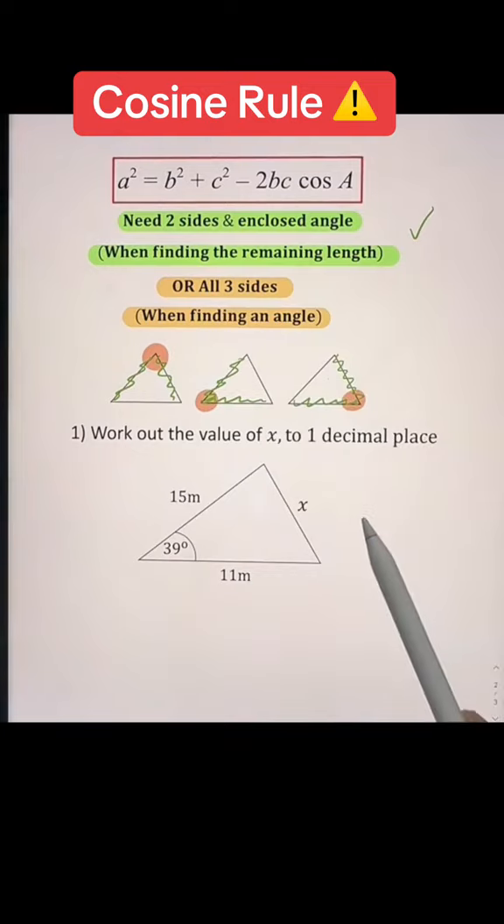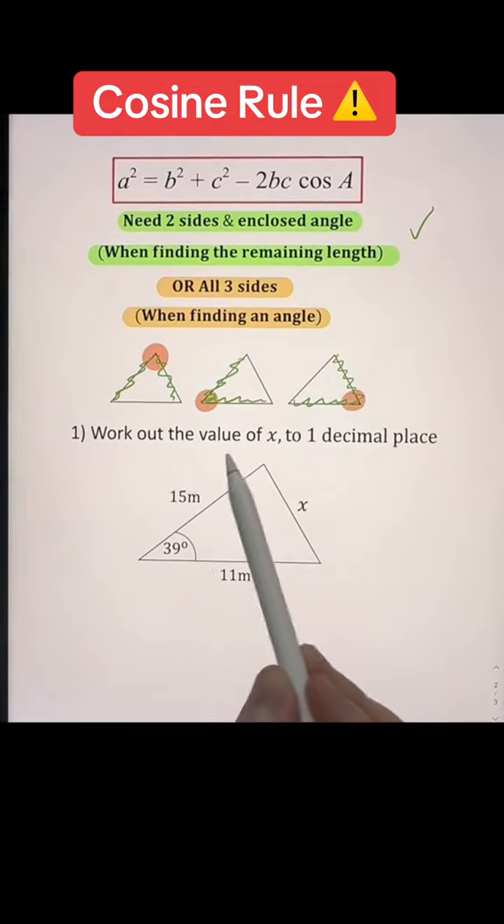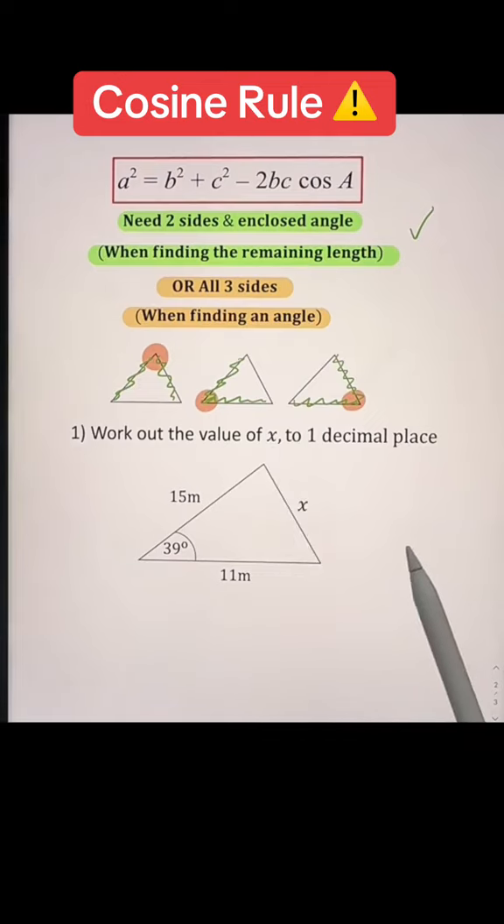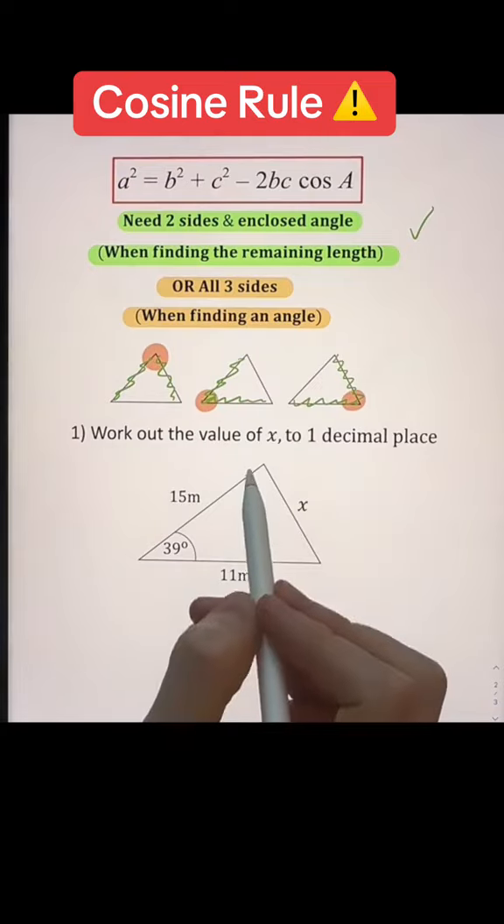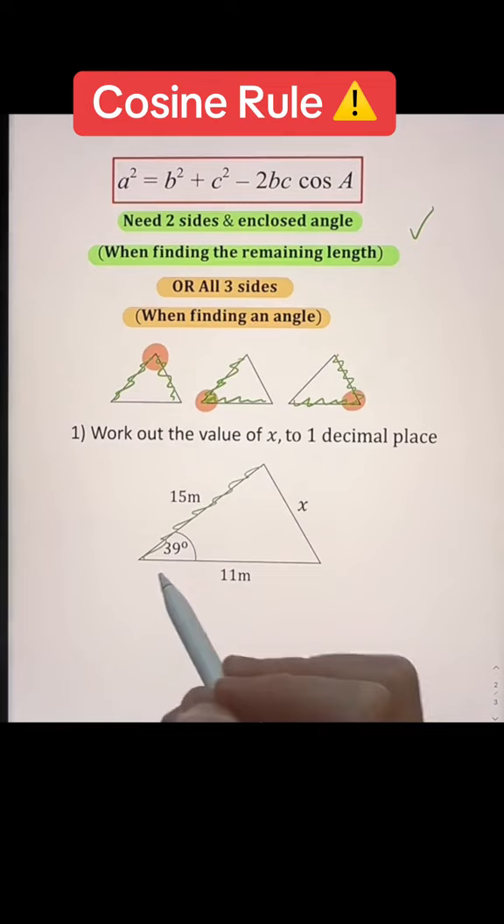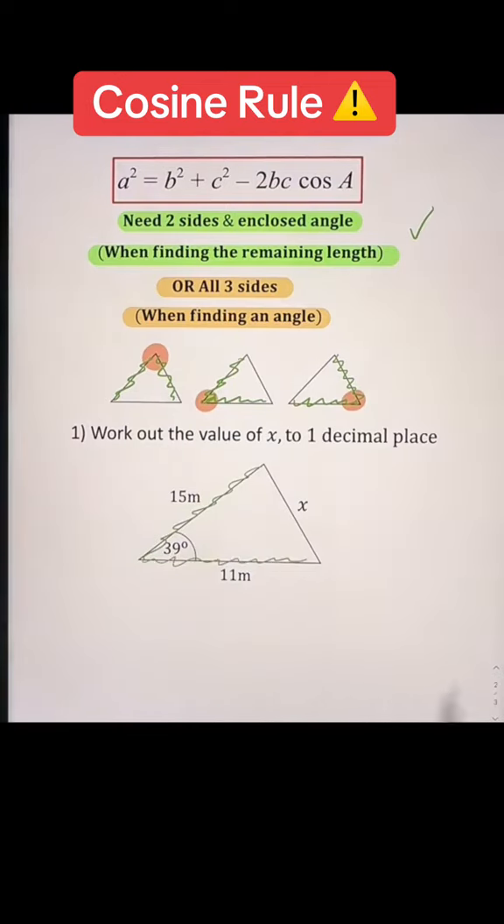Looking at question 1, here we're asked to work out the value of x to one decimal place. Well, here we can see x is a length. We can see it's the cosine rule, as we're given two sides. Here we're given the left-hand side, and we're given the base, and we're given the enclosed angle, i.e. the angle that encloses the two sides, which is 39 degrees.